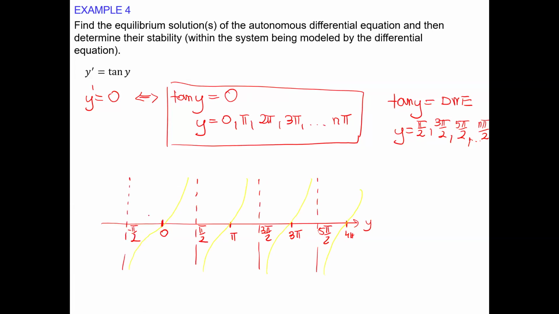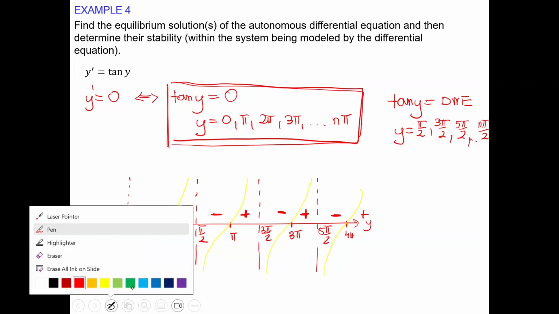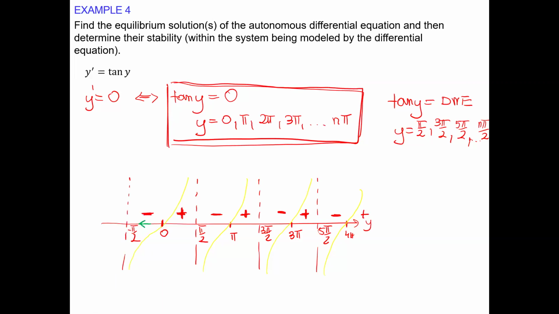Tangent at 0 from the left-hand side is negative, on the right-hand side is positive. And again, negative, positive. Below the x-axis, above the x-axis. We may notice all of these solutions, because those are the equilibrium solutions, are unstable. Unstable because the arrows go away on the left-hand side and away on the right-hand side, and the same for each of the others. That means all of them are unstable.